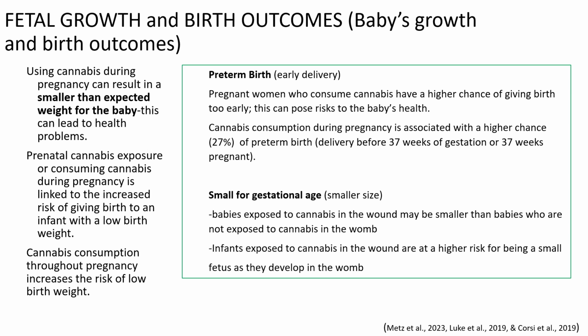Preterm birth and small for gestational age. Early delivery or smaller size. Pregnant women who consume cannabis have a higher chance of giving birth too early. Babies exposed to cannabis in the womb may be smaller than babies who are not exposed to cannabis in the womb.